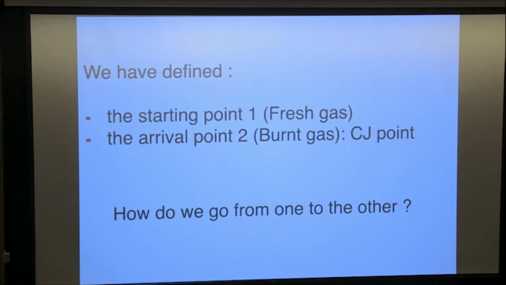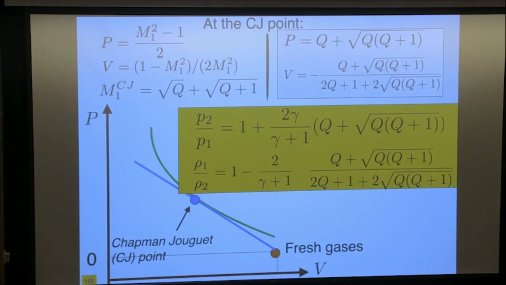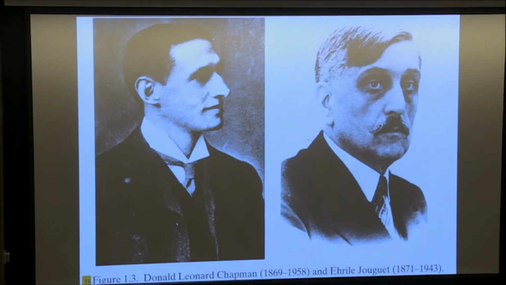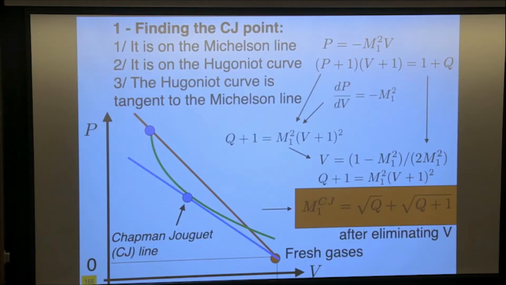So now I just wanted to show you a picture of Chapman and Jouguet. I mean, the guy who did this job, an Englishman and a French guy. There were only English and French guys at that time anyway, doing science. So the CJ point is the point which is here.